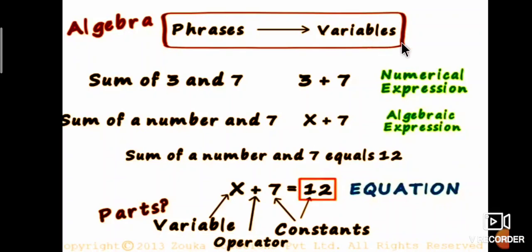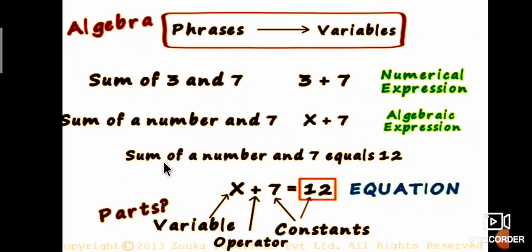Variation means it changes. For example, observe this example: sum of 3 and 7. The mathematical form is 3 plus 7. It is a numerical expression. Sum of a number and 7, where the number is considered as x, is x plus 7. This is called an algebraic expression. In an algebraic expression, it contains a variable. X is called a variable.